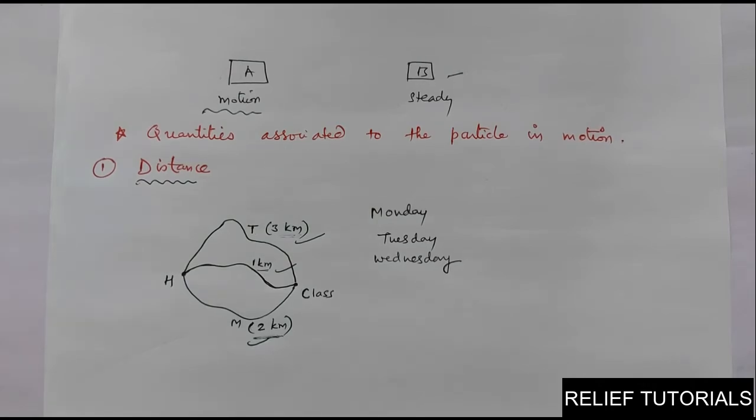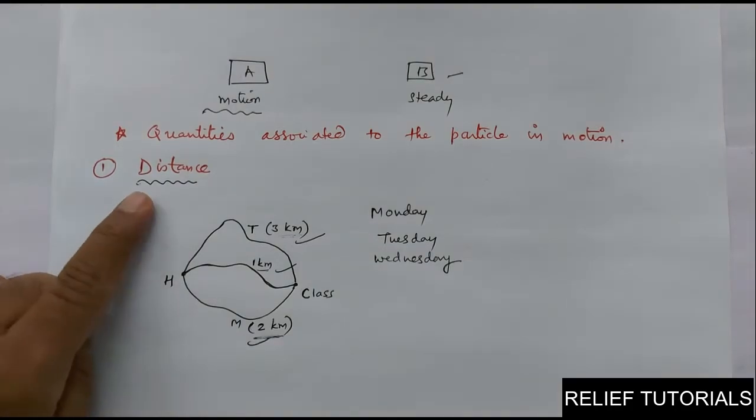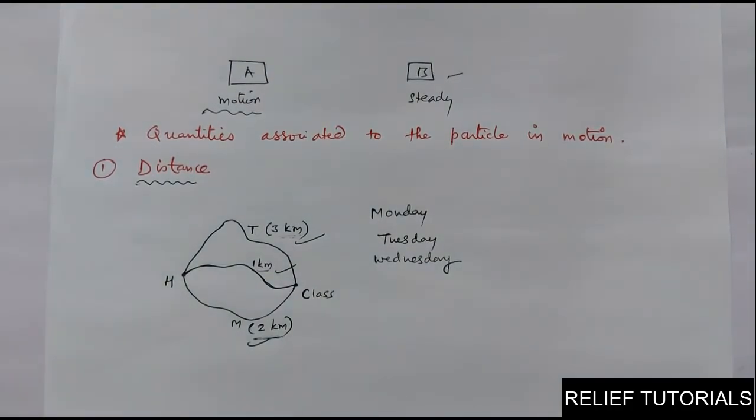So if someone asks you what is the distance between your home and class, then which one is the correct answer? No one is the correct answer, because distance changes according to path. Distance between the two places changes according to path.